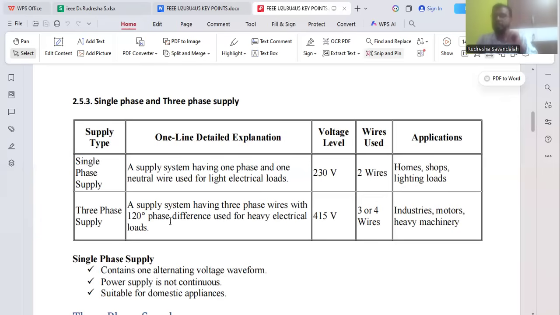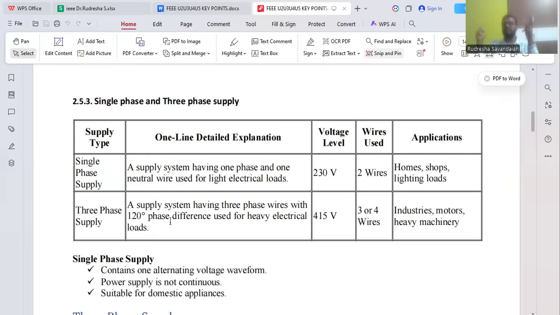There are four wires in a three phase. One is neutral. How do we get the neutral? It is very simple: you have ground earthing. You know the industries, motors, and heavy machineries have ground earthing. At the transformer, downstairs you have an earthing connection, and there you have one neutral connection.